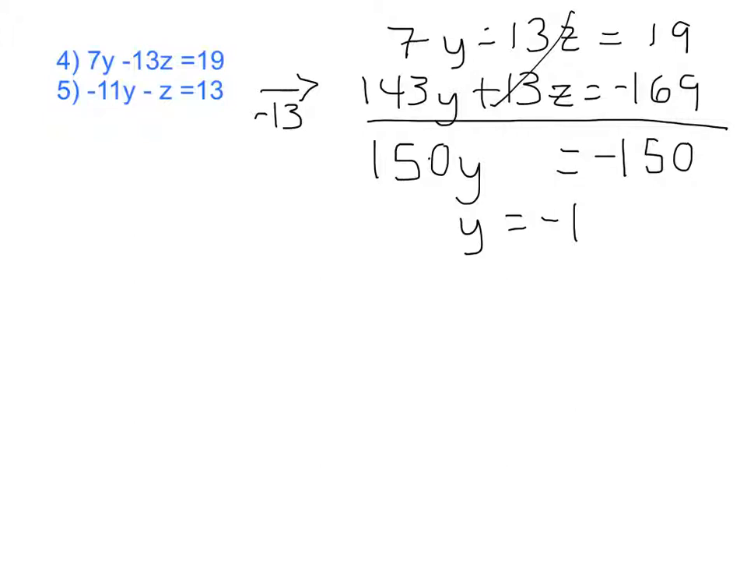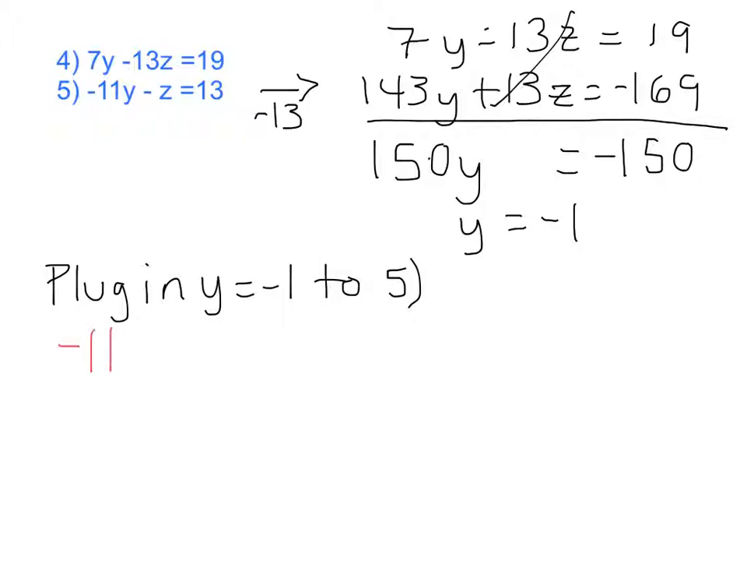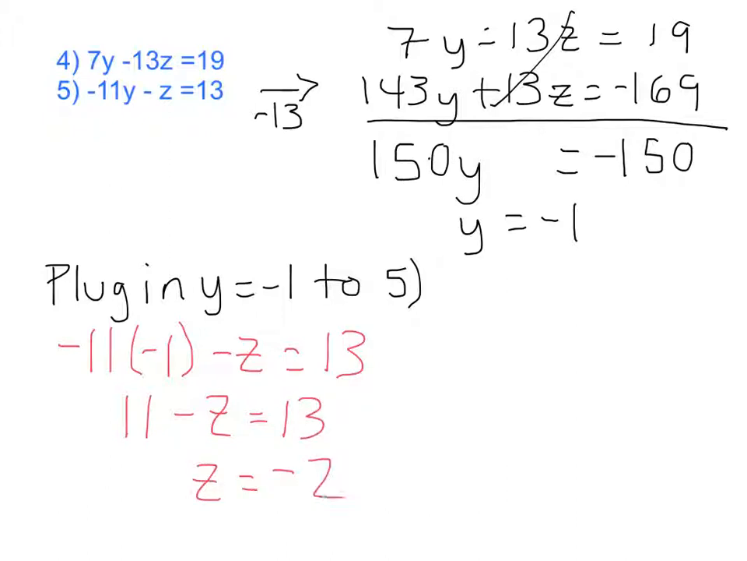And what I'm going to do with this -1, I'm going to plug it into equation number 5. And when I do that, I end up with negative 11 times negative 1 minus z equals 13. 11 minus z equals 13. Z is going to equal negative 2. So now I have y equals negative 1 and z equals negative 2.